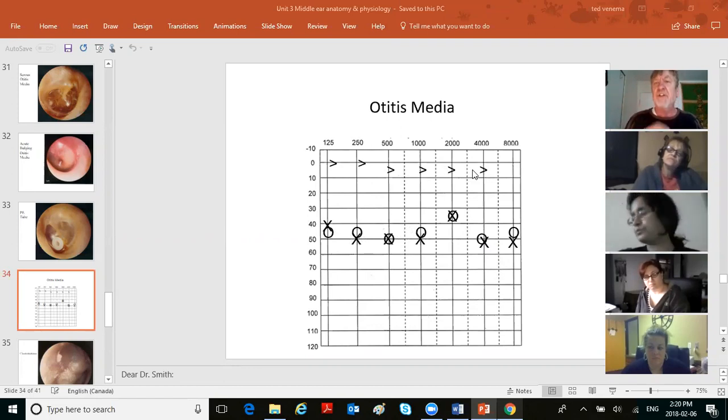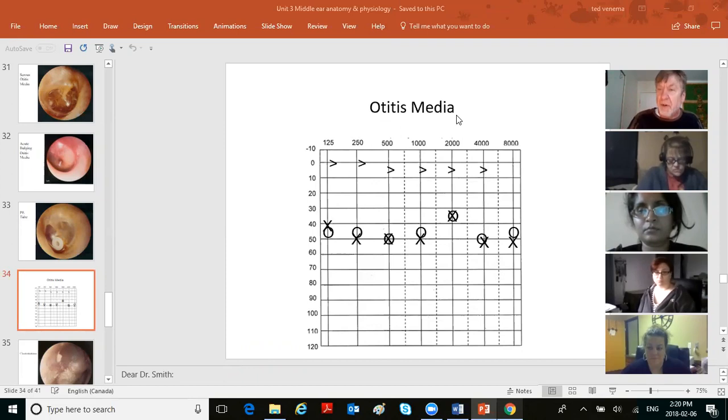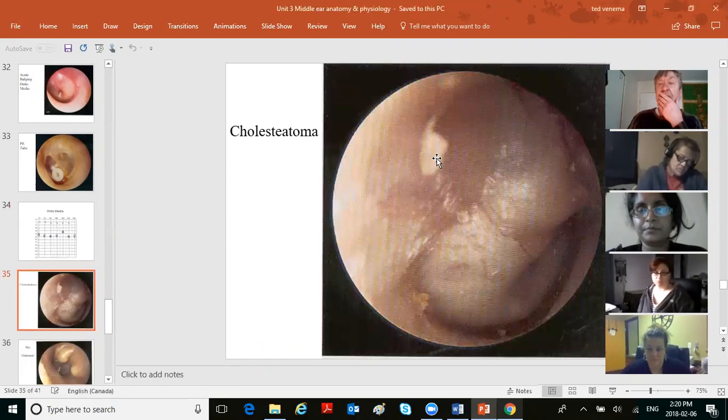C-O-N-D-U-C-T-I-V-E, conductive hearing loss. Much as electricity is conducted through a wire, sound is conducted through the ear. Okay, so conductive hearing loss is a mechanical blockage of sound from getting to the inner ear. And that mechanical blockage can be wax in the outer ear or infection in the middle ear. Otitis media, the most common middle ear pathology in the book. Okay, that's a big one. Here's another one.